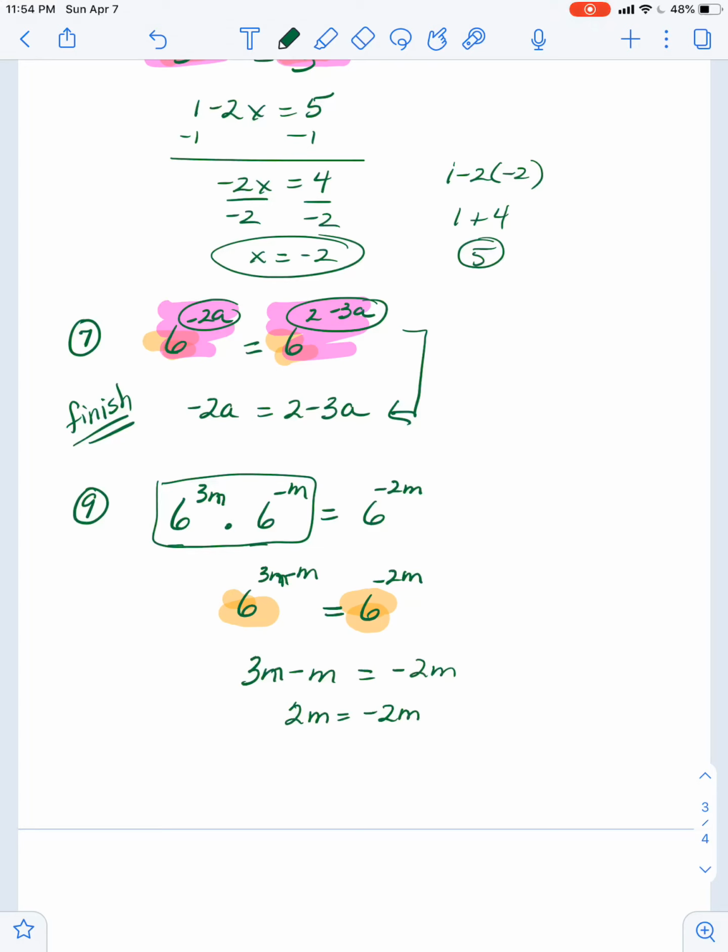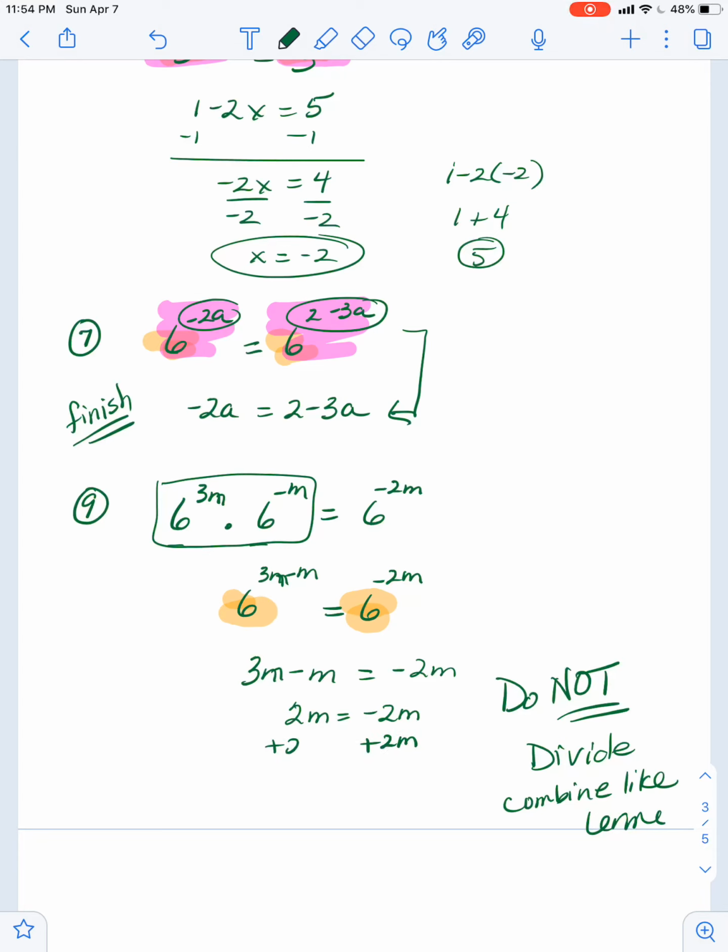Guys, do not, when you see this, divide. Okay? You're going to need to combine like terms. That means move that over. Okay? So I get 4m equals 0. Now go ahead and divide that 4 off, and m is 0.